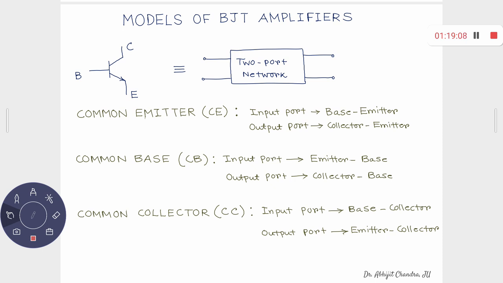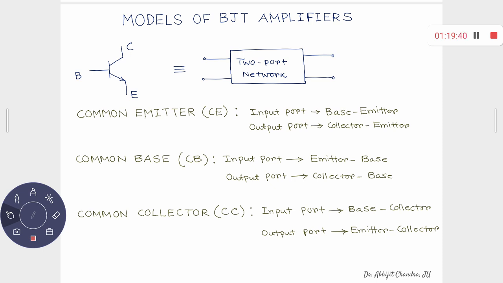So you have three different modes of operation and each of them has its own advantages and disadvantages. The common emitter is vastly used, more popular, but obviously it has some shortcomings, some limitations, for which people have moved from common emitter to common base. And obviously common collector also has some advantages which cannot be provided either by common emitter or by common base. So these are three different modes of operation for the BJT-based amplifiers.